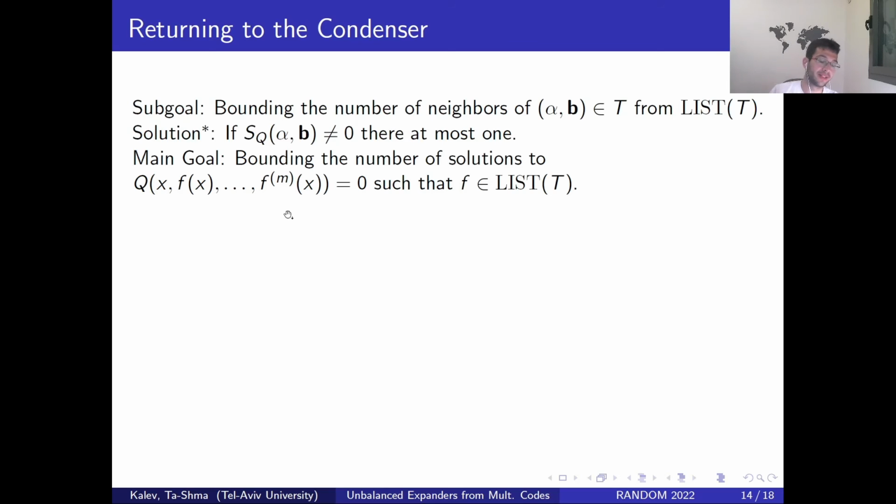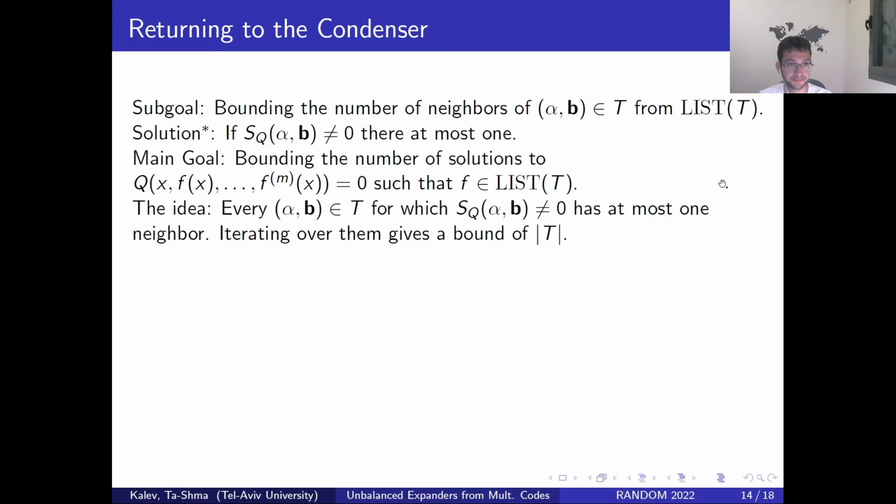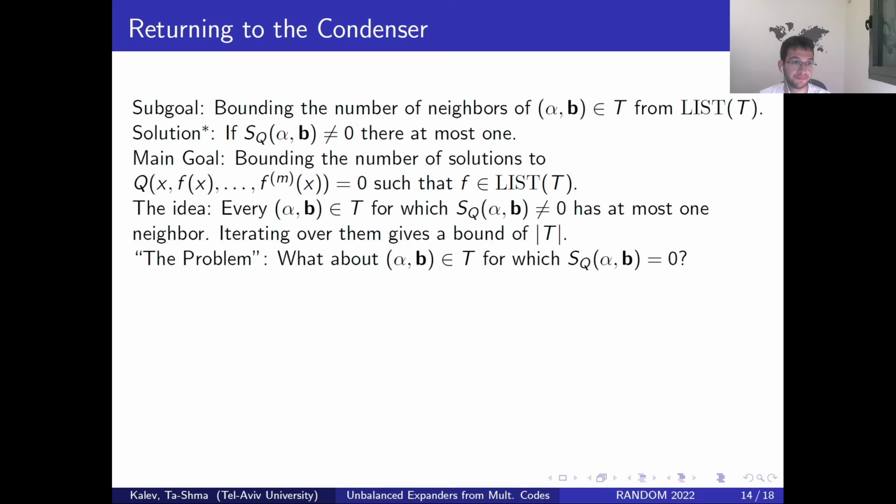Now let's go one step further, one step backwards. We wanted to bound the number of solutions to the differential equation which are in the list. An idea to do so is to just iterate over every alpha b in T for which the separand does not vanish and generate its unique neighbor. That way we will get a bound of size of T on the list.